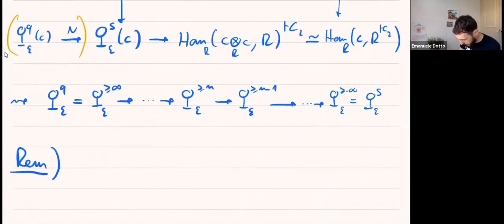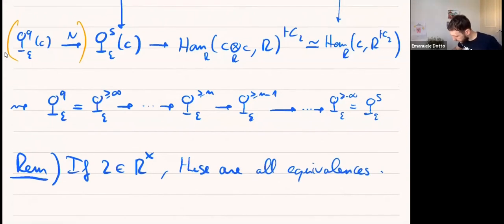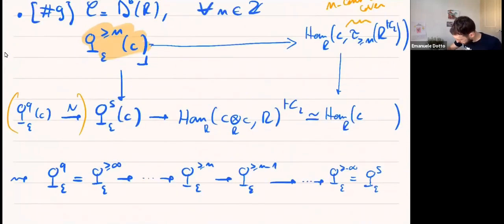And a remark is that if 2 is a unit in R, these are all equivalences. The reason being, if 2 is a unit, the Tate construction is 0. Oops. It was a bit harsh. The Tate construction is 0, and so is this one. And so doing this pullback doesn't do anything. You just pick up the symmetric one, no matter what n is.